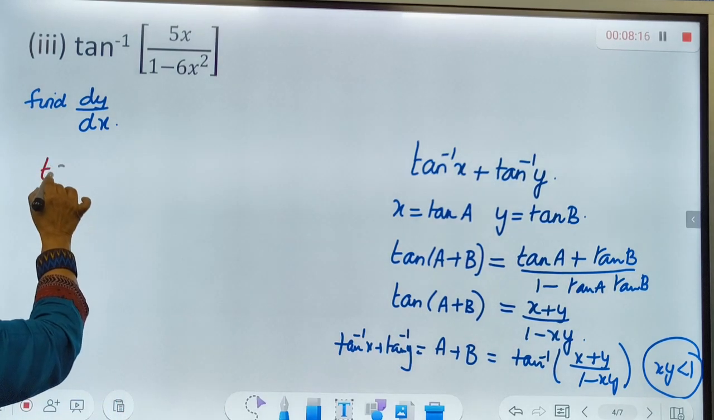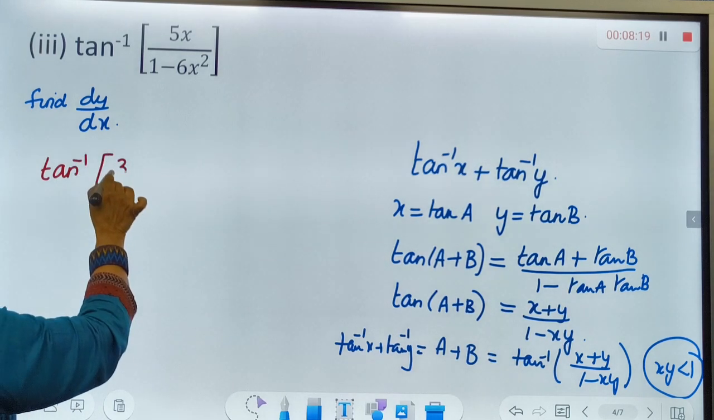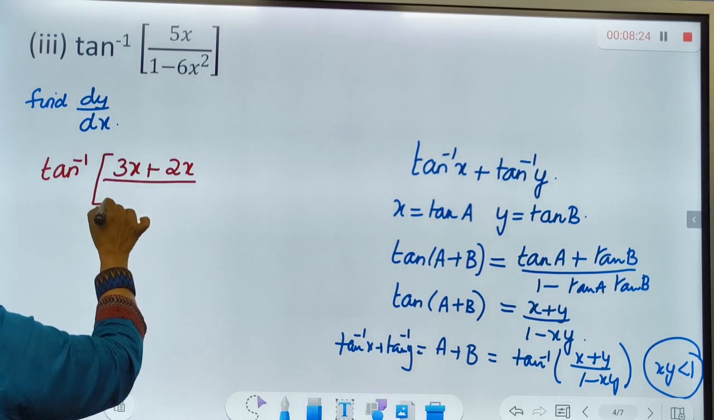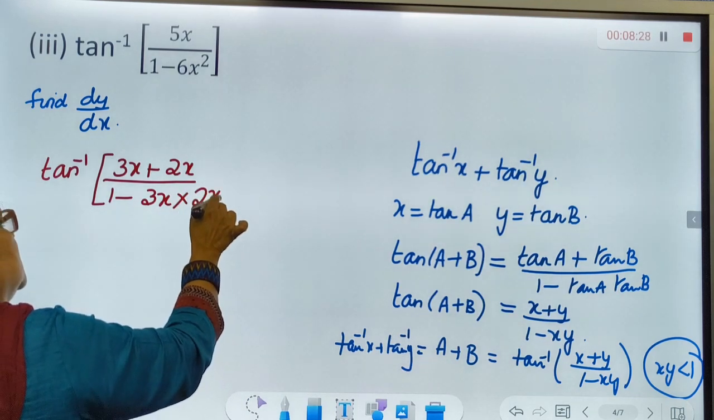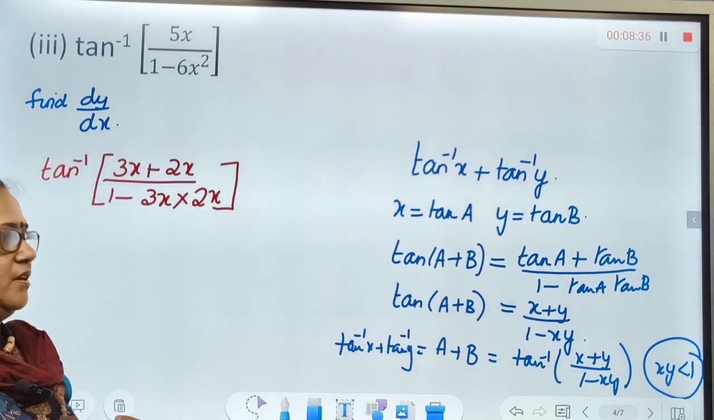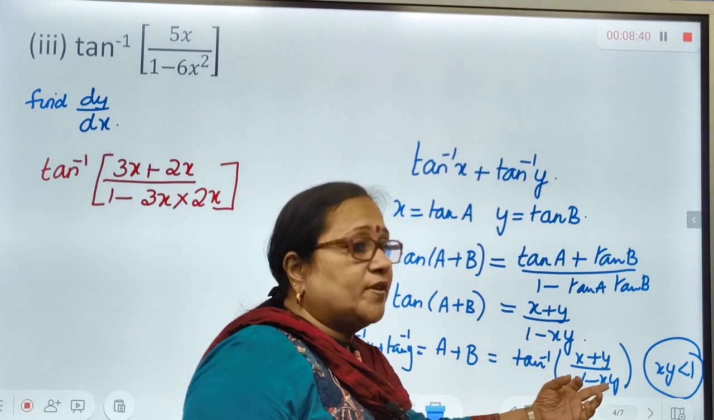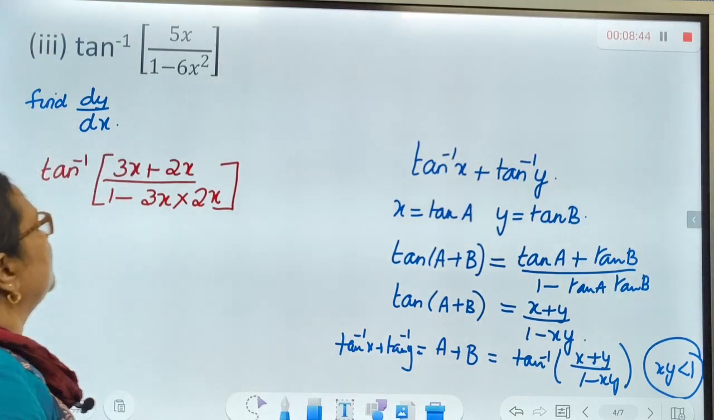Now tan inverse 5x by 1 minus 6x square can be written as tan inverse 3x plus 2x by 1 minus 3x into 2x. So this is what you should be able to see, so that I can bring it into a form which I am familiar with. The form being tan inverse x plus tan inverse y is tan inverse of x plus y by 1 minus xy whenever xy is less than 1.